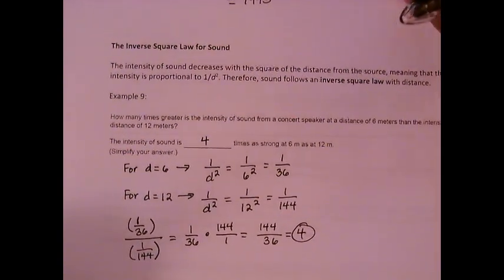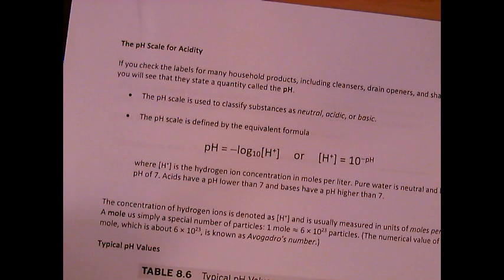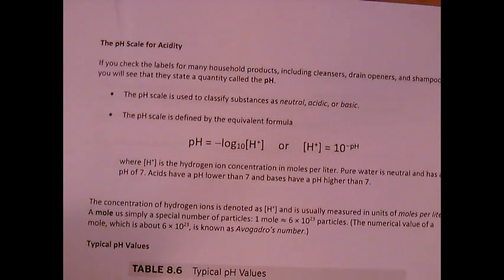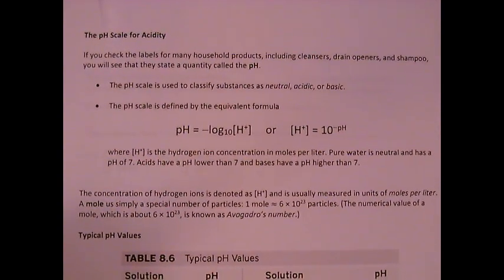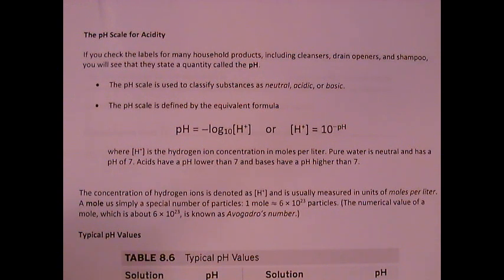Alright, next we'll talk about the pH scale for acidity. And this deals with acids. For acidity, we use the pH scale. If you check the labels for many household products, including cleaners, drain openers, and shampoo, you will see that they state a quantity called pH.